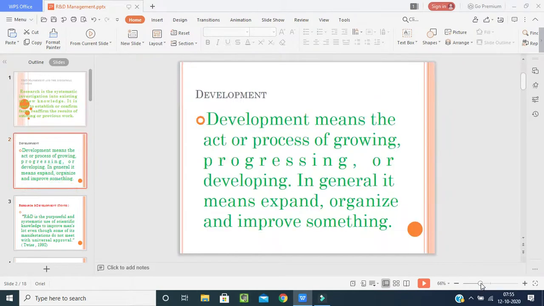Now, what do you mean by development? Development means the act or process of growing, progressing, or developing. In general, it means to expand, organize, and improve something. See, research is taking out the facts, whereas development means growing. That means progression will be there towards the development of an organization. In common parlance, it is expanding or improving. After one company, the same company is going to start with another company, like it is going to become a corporate sector in common sense. So, this is the meaning of development.